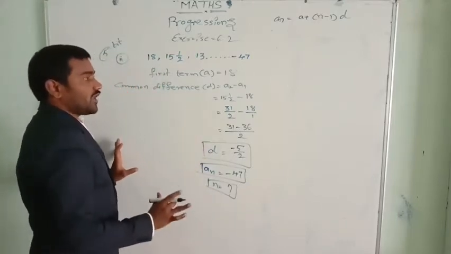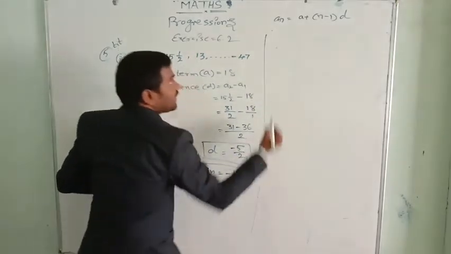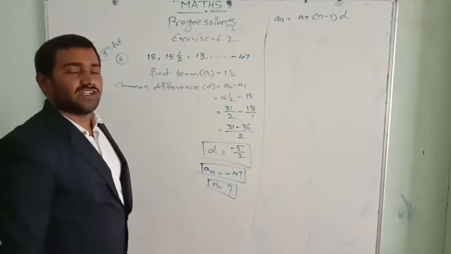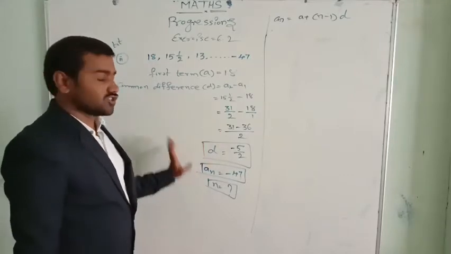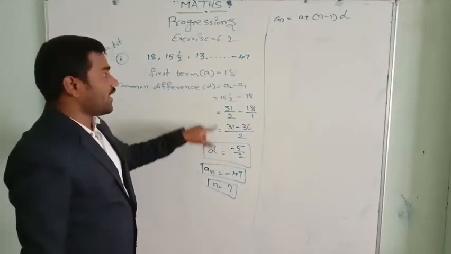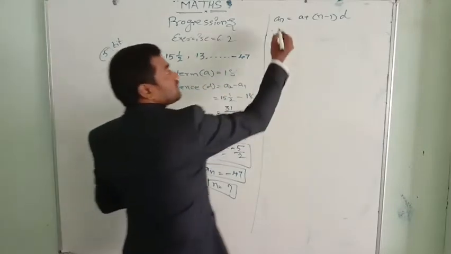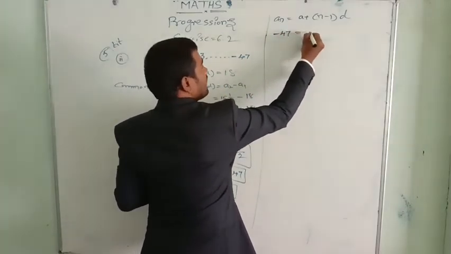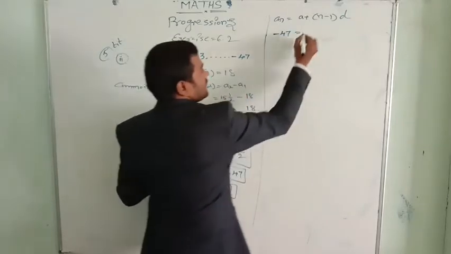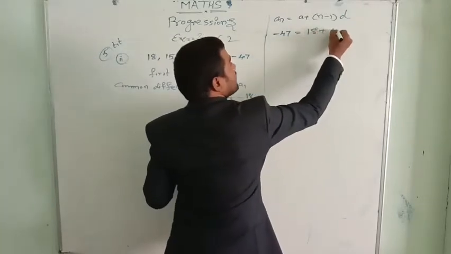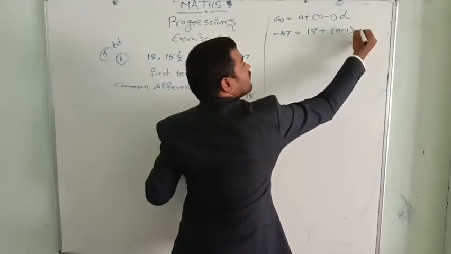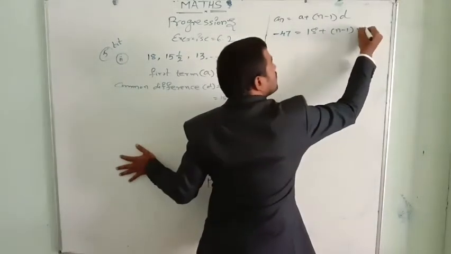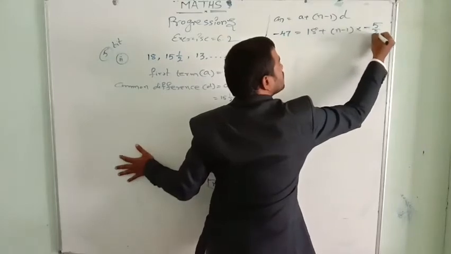Now if you know the formula, you substitute in the formula and you get that. So this is the formula actually: an equals a plus n minus 1 into d. Let us substitute the given values. Three values we know: a value, d value and an value. Let us substitute an equals minus 47. That equals a value, which is 18, the first term, plus n minus 1. The n value is unknown. The d value we know already: d equals minus 5 by 2. Simple.